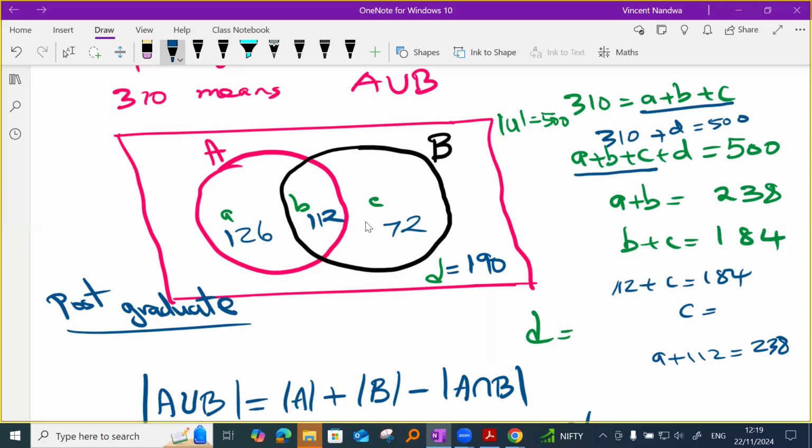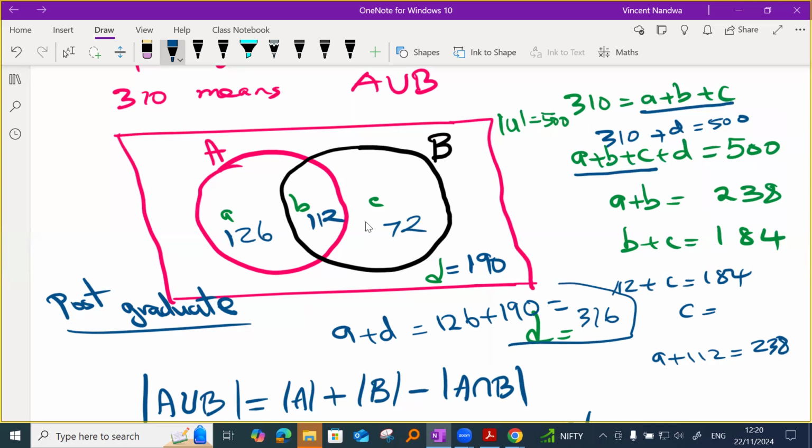So do we count part C? We don't count part C. So which parts are of interest in this question? A and D only, isn't it? Now the answer will be A plus D. So A plus D is what will form the answer to that part. So it will be 126 plus 190. What does that give us? 316.